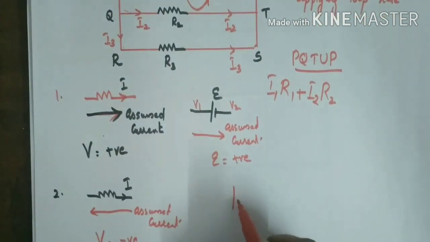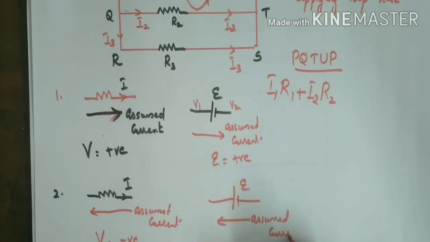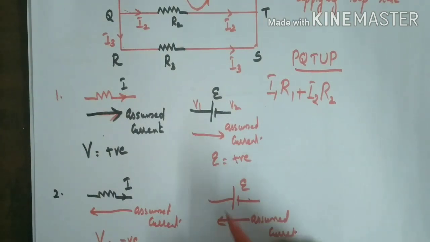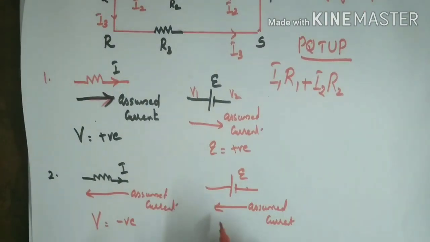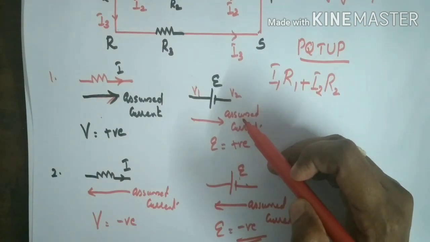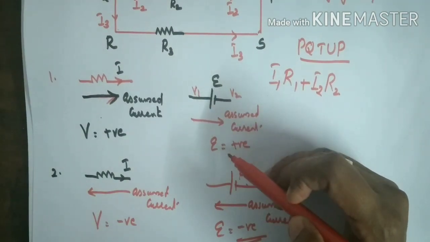Then if you consider a cell, its EMF is negative. Let the opposite be the assumed direction. This is the assumed direction of current. Okay, the assumed direction of current is in this direction. That means current flows from negative to positive, isn't it? Therefore, in this case, EMF is taken as negative. So if the assumed direction is from negative to positive, then EMF is taken as negative. If the assumed direction is from positive to negative, its EMF is taken as positive, like this.